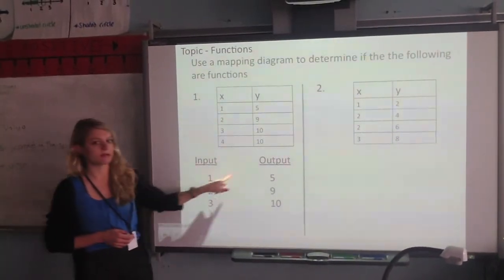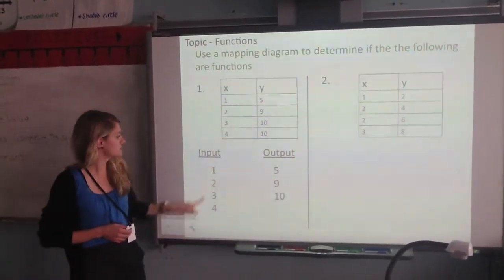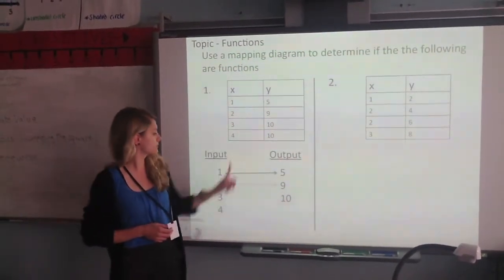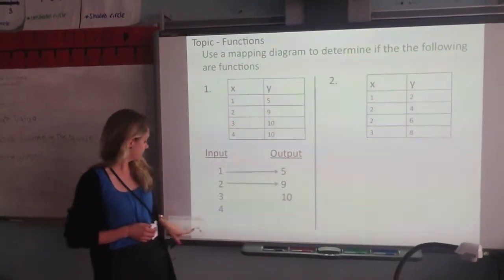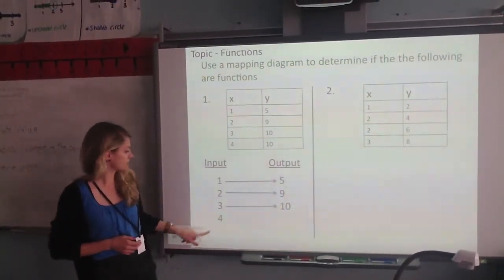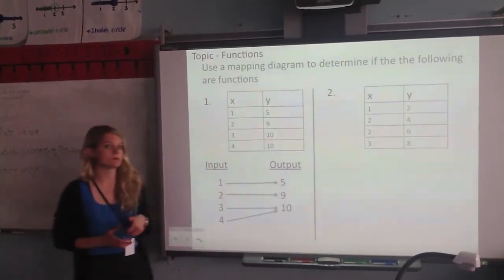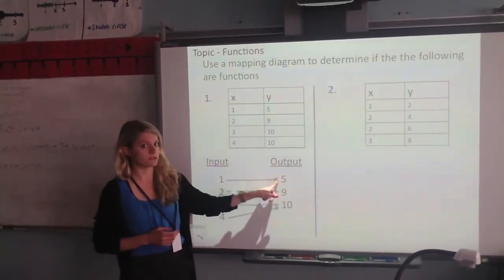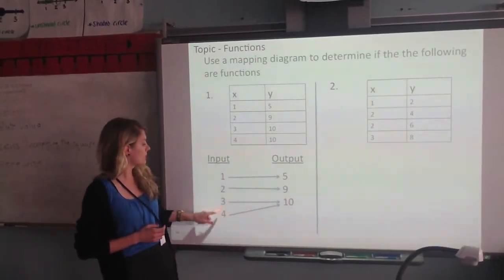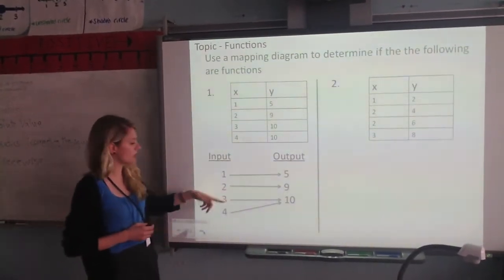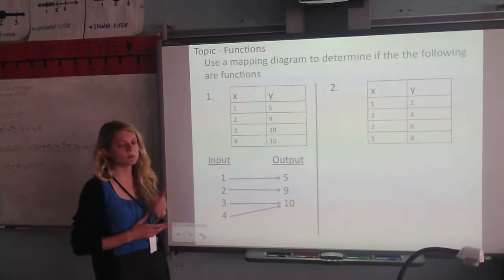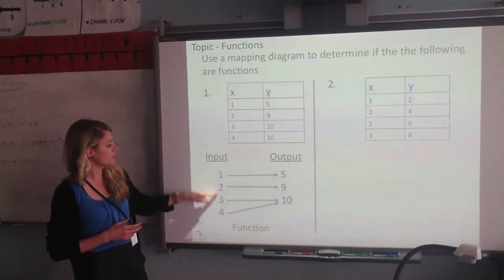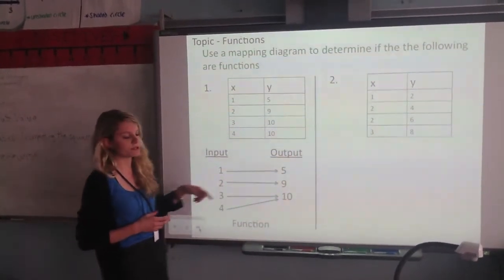So now we're going to draw an arrow connecting each input to their output. So 1 and 5, 2 and 9, 3 and 10, and then 4 and 10. So now thinking about that soda machine example we gave you guys, every time I press a different button on my soda machine, I get a different drink, right? I'm not pressing 3 and getting out a 10 and then a different value. Each time I'm getting out the same output. So thinking about the soda machine example, we would say this works, yes, so it's a function. Okay? So since every input only has one output, it is a function.